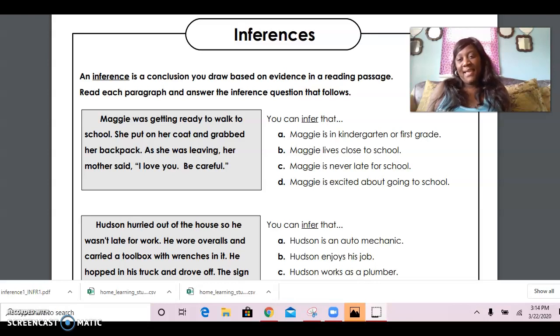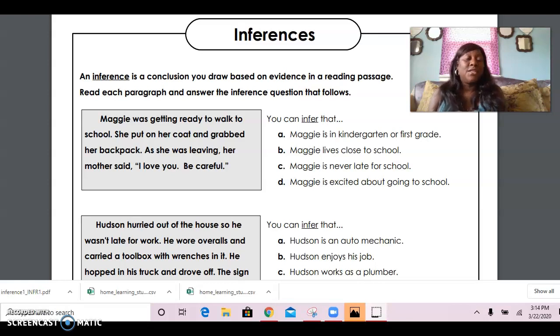Here we go. An inference is a conclusion you draw based on evidence in a reading. Read each paragraph and answer the inference questions that follow. So let me go back over the definition of an inference. An inference is a conclusion you draw based on evidence in a reading passage. So we're going to get started with our first passage. Always remember that we read our paragraphs how many times?